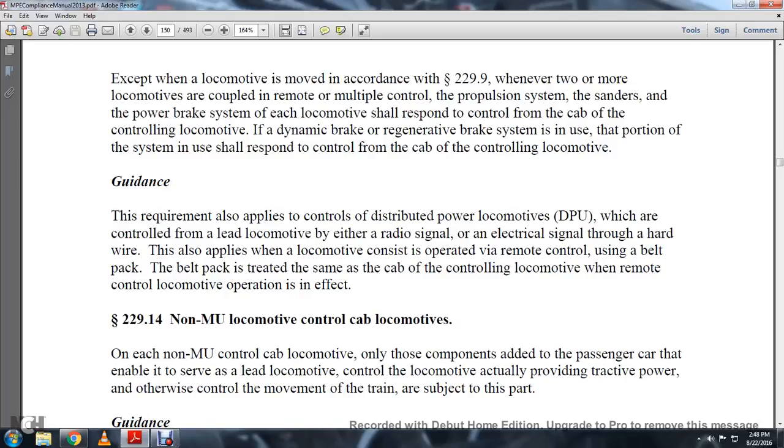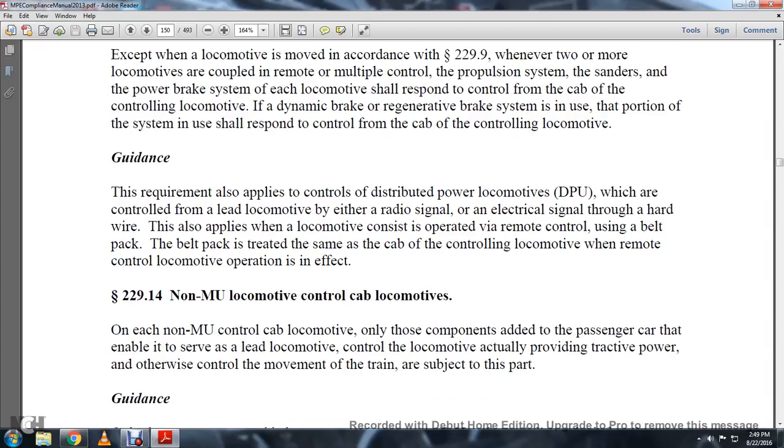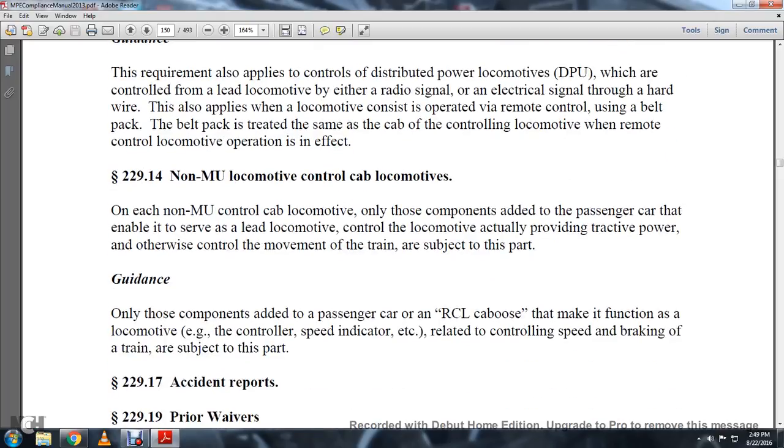Alright, continuing Chapter 8 of the Motor Power and Equipment Compliance Manual. This requirement applies to controlled distributed power locomotives, or DPUs, which are controlled by the lead locomotive by either railroad signal or electronic signal through the hard wire. This applies to the locomotive consist operated via remote control using a belt pack. The belt pack is treated in the same manner as the cab of the controlled locomotive with the remote control locomotive operation in effect. Part 229.114, non-multiple unit control cab locomotives.